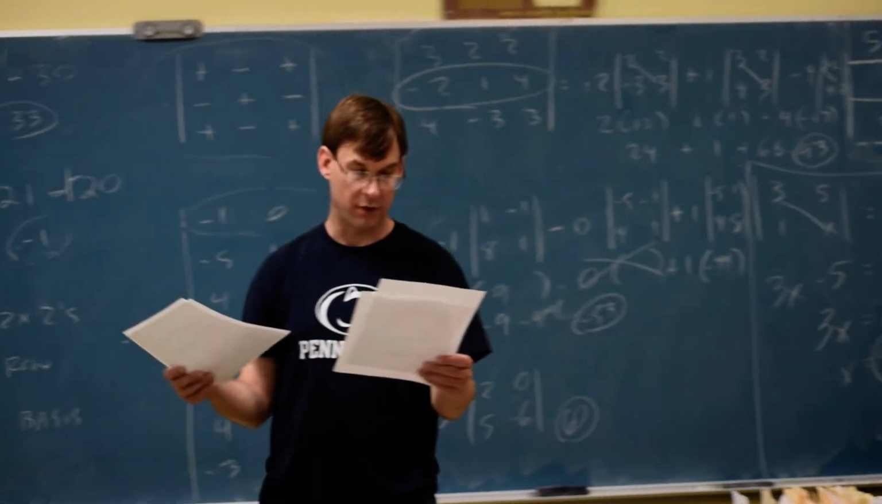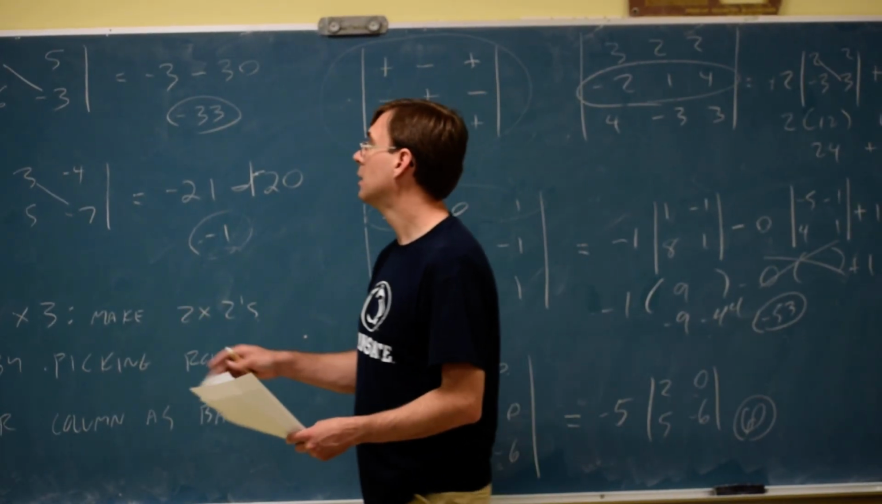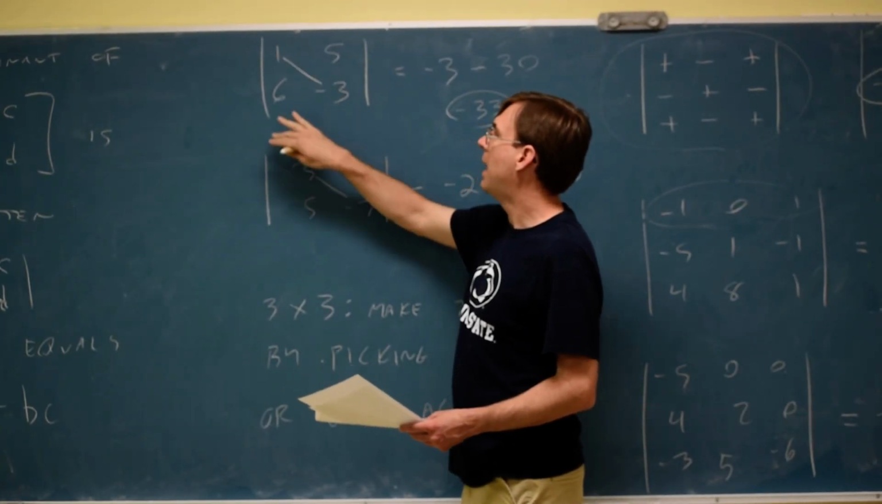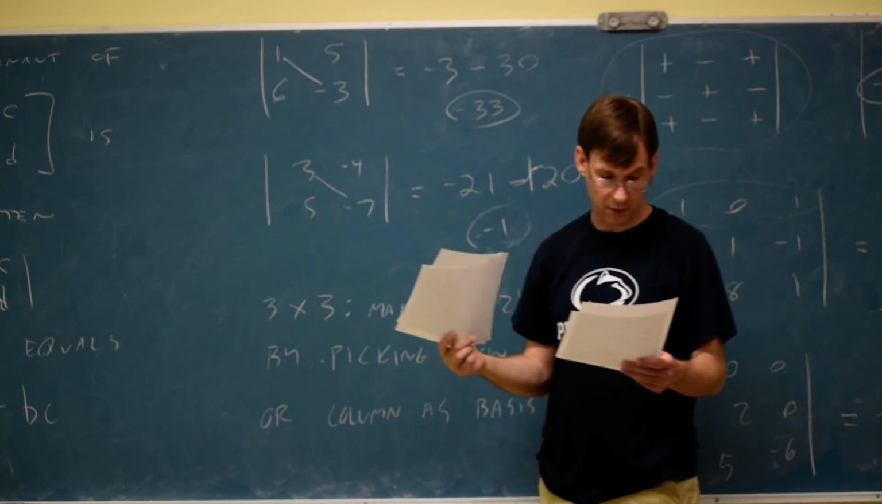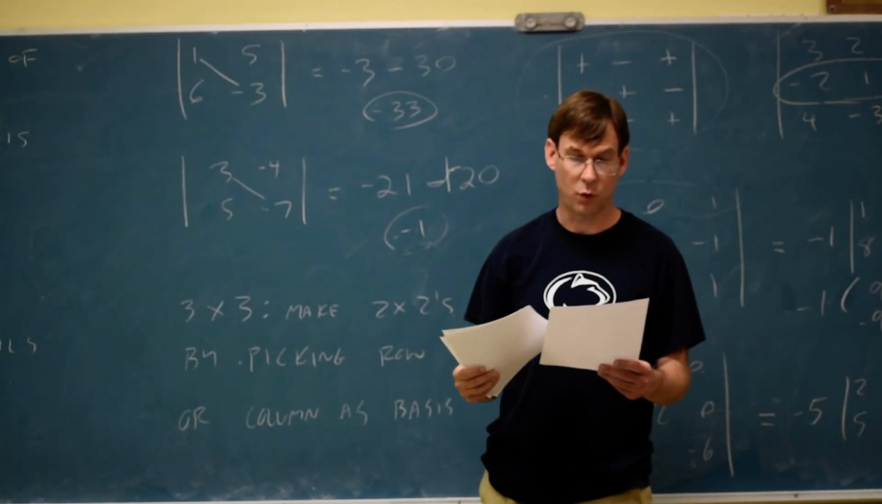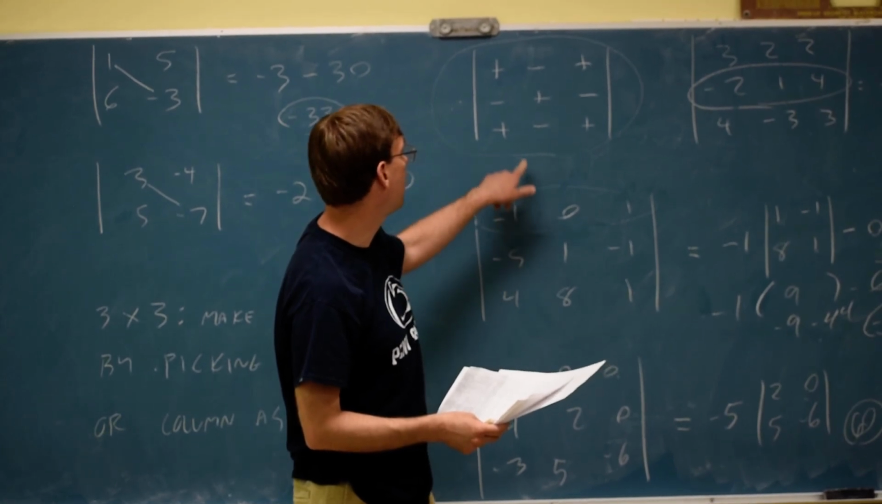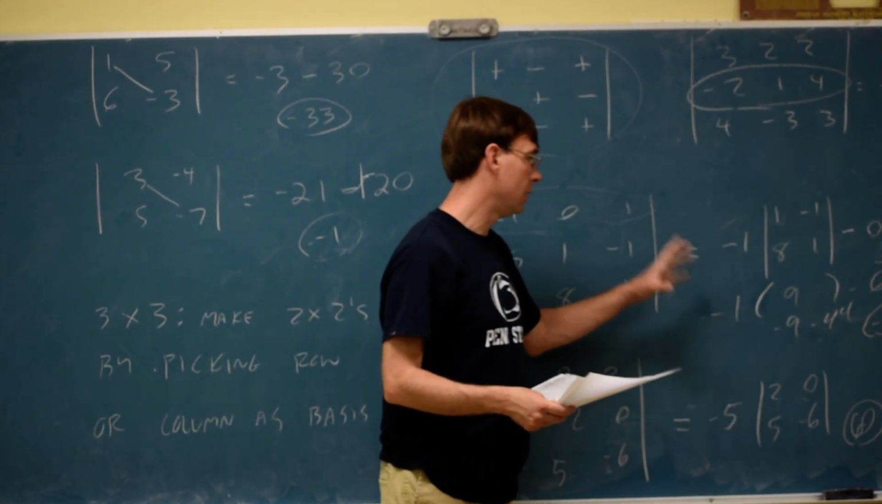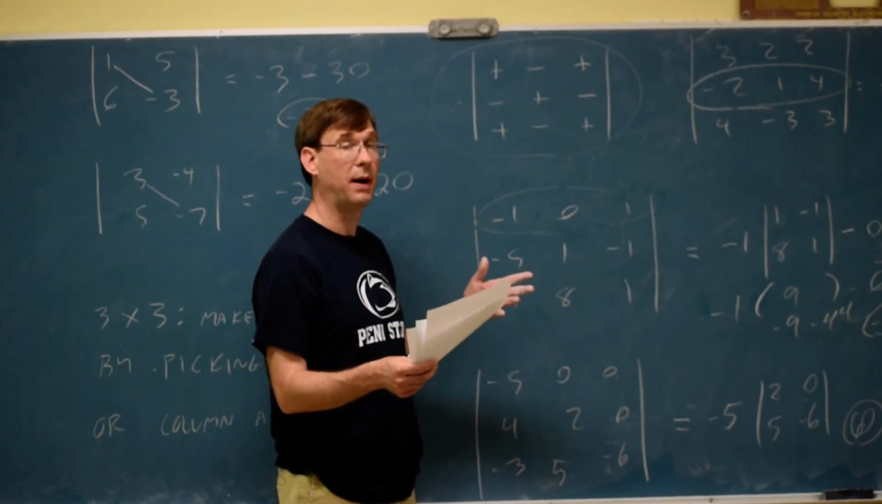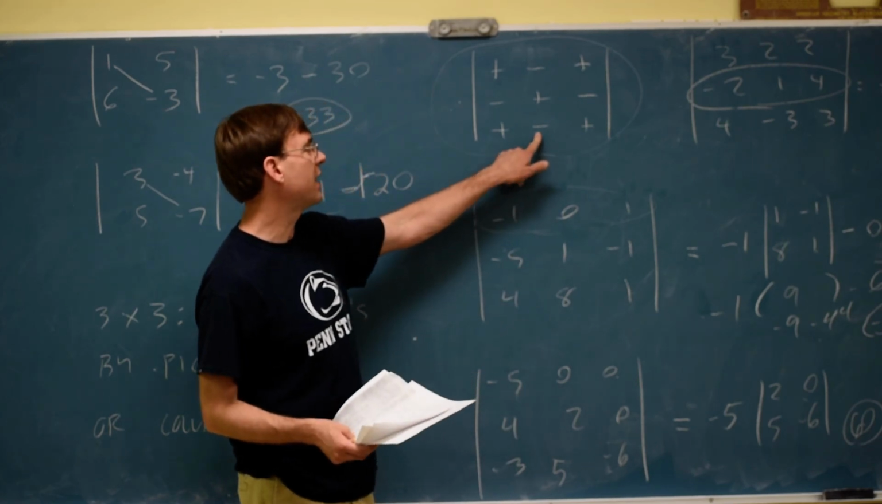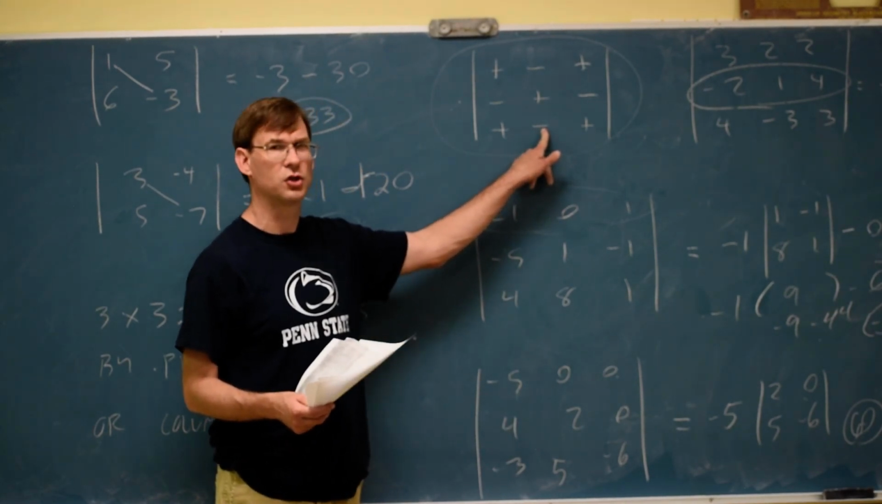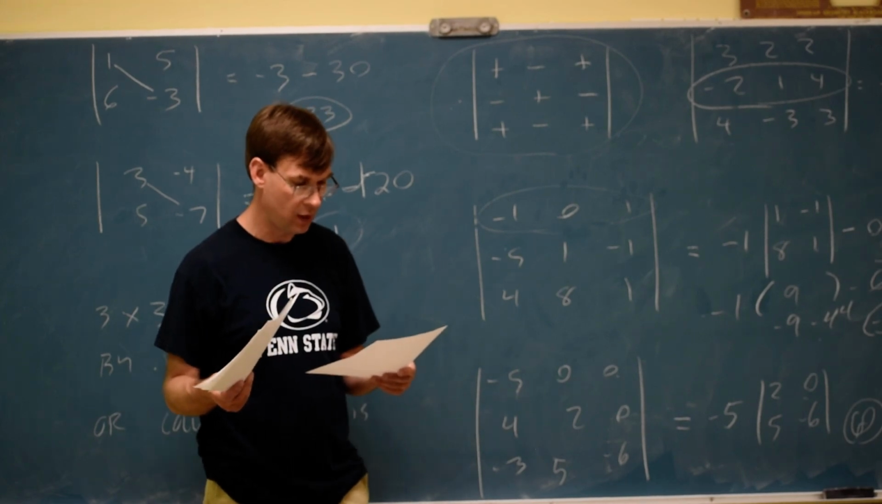which is 191. So the first 8 are 2x2s. Multiply the main diagonal minus the other numbers from the other diagonal. 15 to 20 are 3x3s. Pick any row or column. Use that as a basis to pick a bunch of 2x2s. Just don't forget about the signs switching for certain positions of numbers.